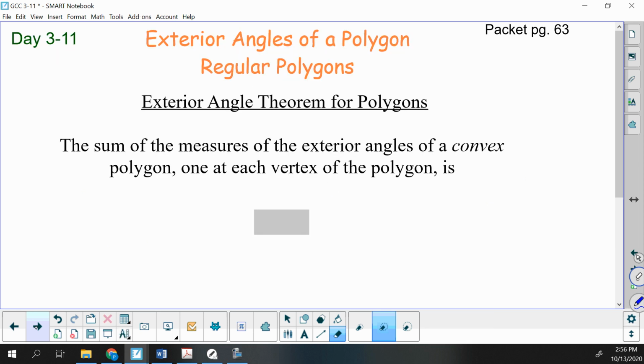All right, we'll be on page 63 to start out today. Today is the last day of new material for this unit. And we're going to work with exterior angles of polygons.